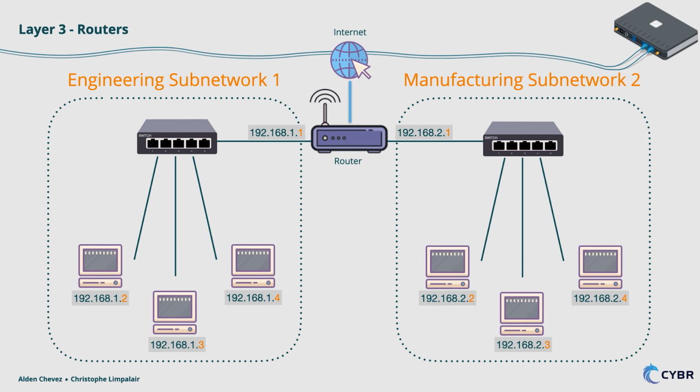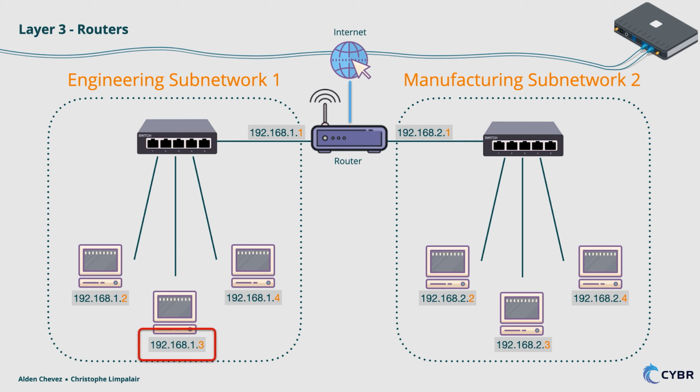This router has three active interfaces. One interface connects to the internet, another interface connects to the engineering subnetwork, and the third connects to the manufacturing subnetwork. As you can see, in the engineering subnetwork, all of the hosts have very similar IP addresses of 192.168.1.x, where x is a unique number, including the interface of the router that belongs to this broadcast domain. And the same happens with the second broadcast domain, where the manufacturing subnetwork is. The hosts here are using 192.168.2.x.